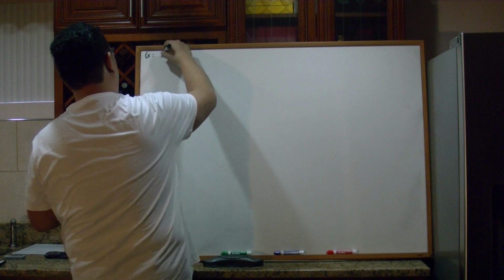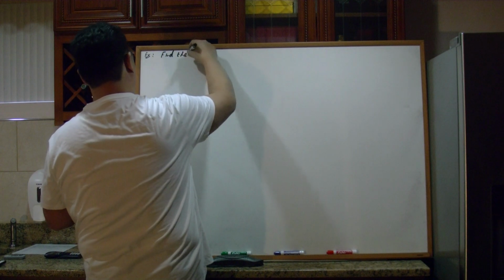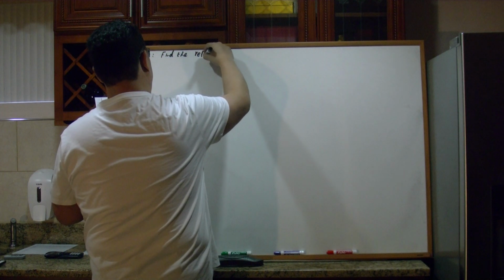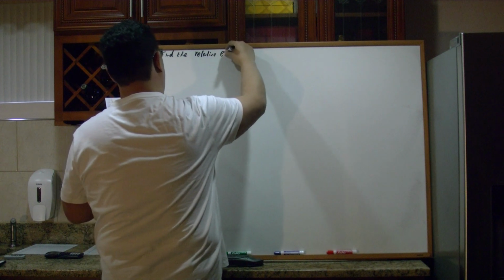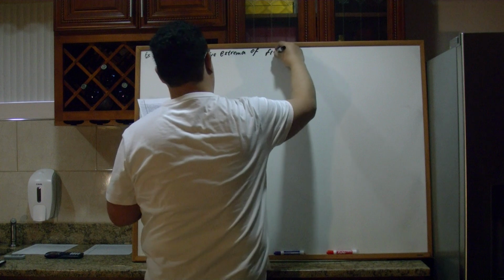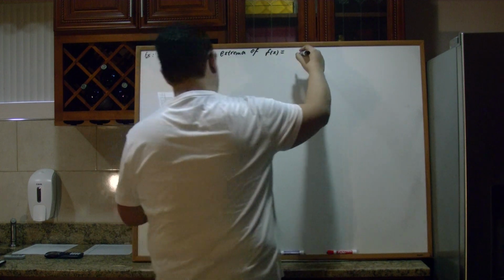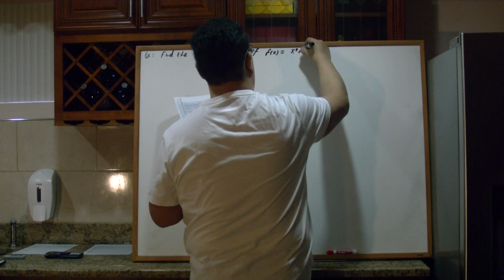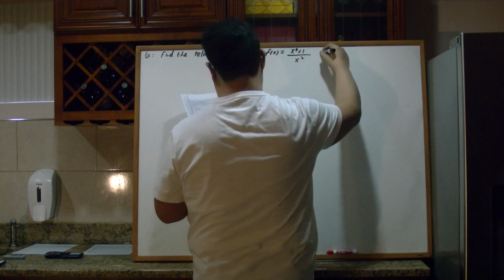Right, the next example, find the relative extrema of f of x equals x to the fourth plus 1 over x squared.